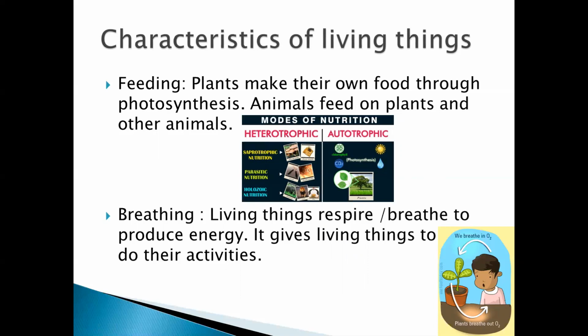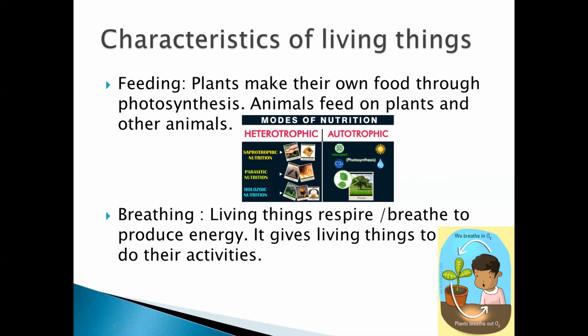Okay, so living things can make their own food, or animals indirectly get their food and feed on it. That's why living things are different from non-living things. Okay, now the next feature or characteristic is breathing.